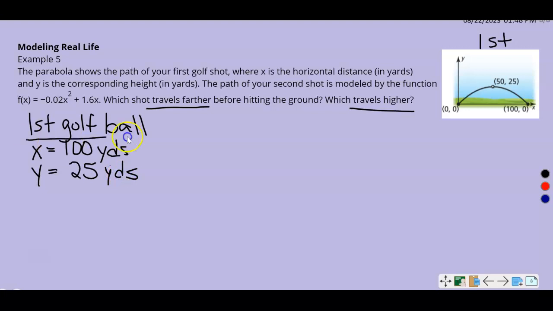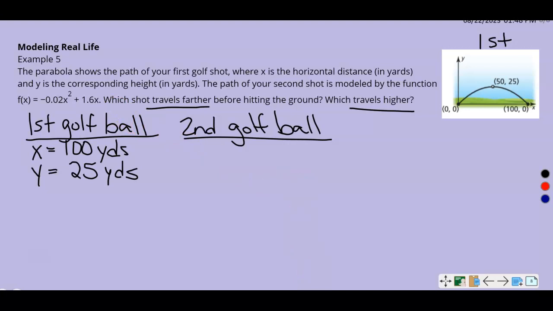All right, so that's for the first golf ball. So it says which one travels further and which one travels higher. So further would be the x, higher would be the y value. This is your horizontal distance and your vertical distance. Now, what about the second golf ball? We're going to need to look at the same thing, but we have an equation here instead of a graph. But we can quickly graph it.